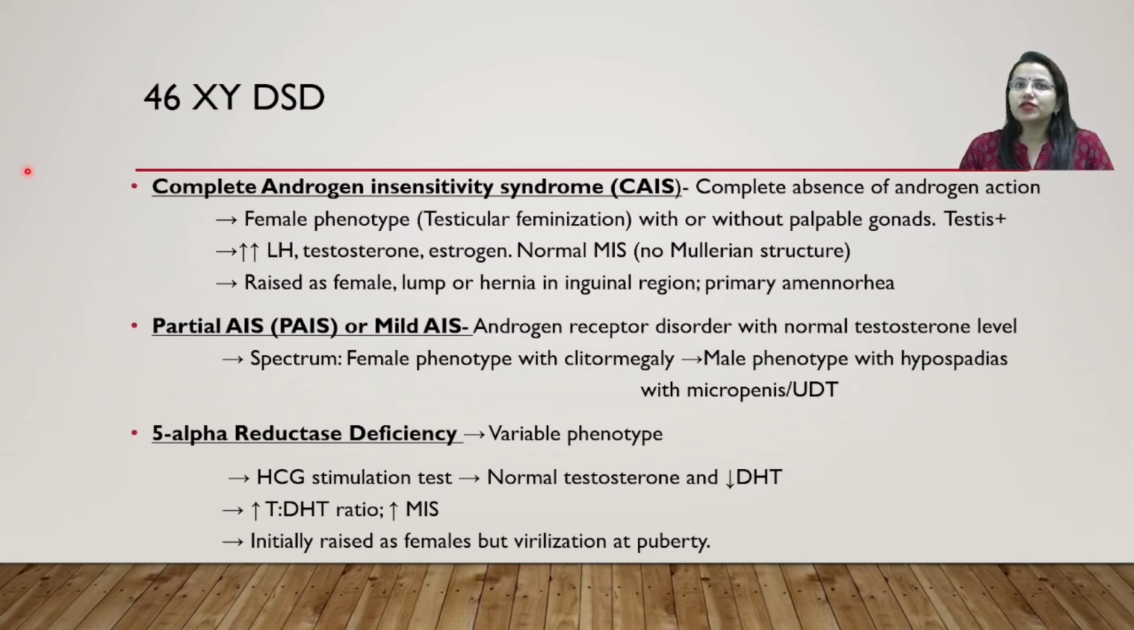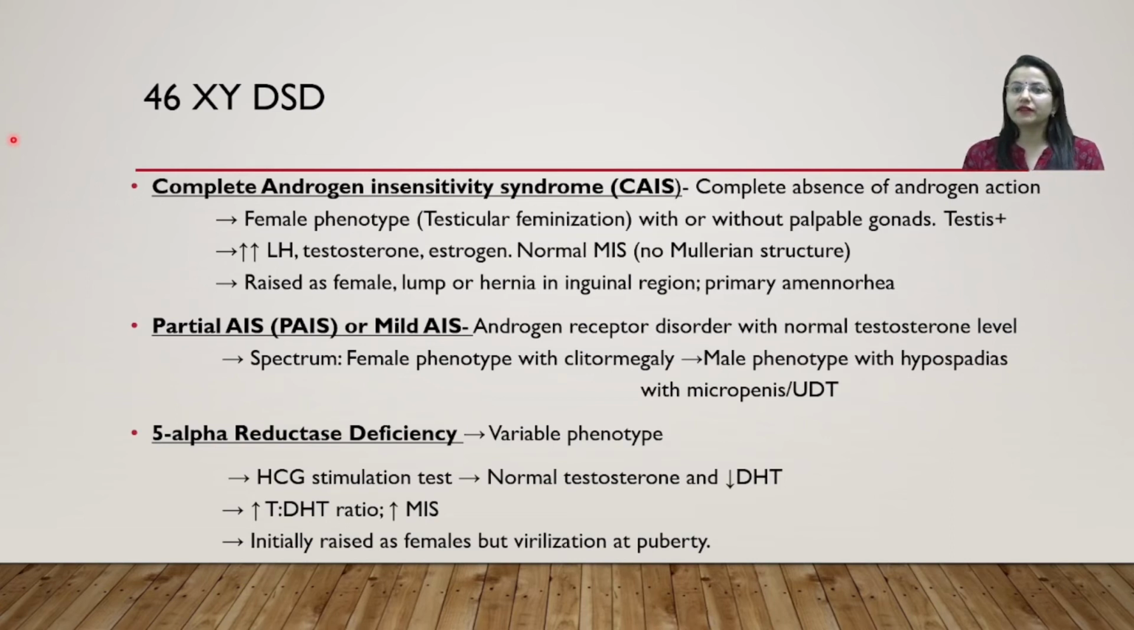In complete androgen insensitivity syndrome, there is complete absence of androgen action. So phenotypically, the external genitalia will look like a female child, and there may or may not be a palpable gonad, but testis will be there, which could be intra-abdominal or in the inguinal canal. They usually have increased luteinizing hormone, testosterone and estrogen, due to the feedback which again and again increases the LH secretion in the brain. Later it causes excess release of testosterone and estrogen. There is no uptake or sensitivity of the receptor for the same.